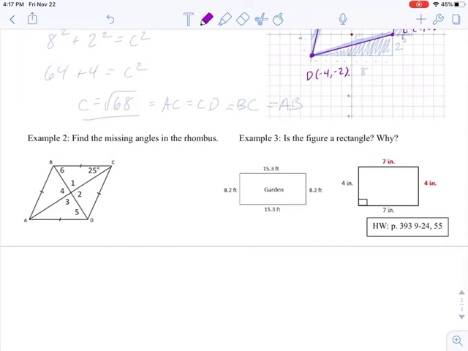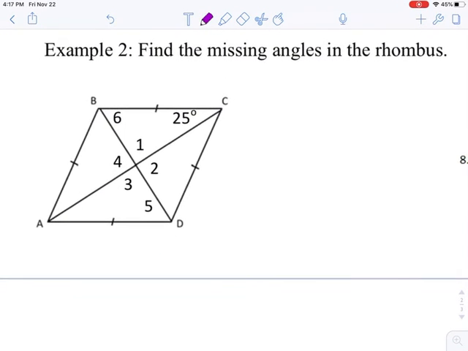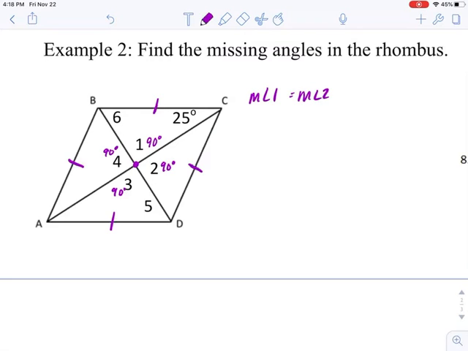Okay, example 2, let's work with some angles. I'm going to zoom in here. Find the missing angles in the rhombus. So a rhombus is a parallelogram. I know this is a rhombus. It's marked as such. We learned earlier in this lesson that the central angles, the angles that go around this, where the diagonals intersect, all of those angles are 90-degree angles. So I could say the measure of angle 1 equals the measure of angle 2 equals the measure of angle 3 equals the measure of angle 4 equals 90 degrees. They're all the same.